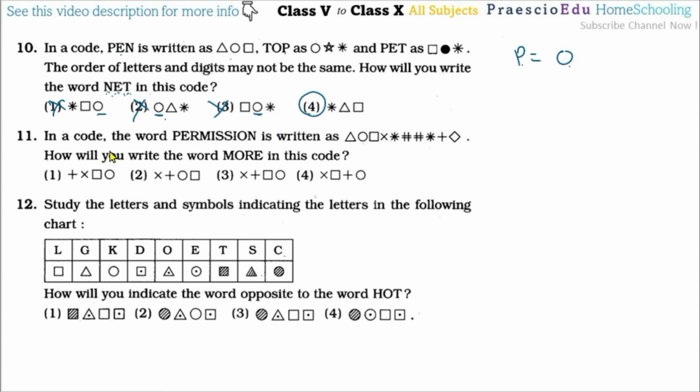Then question number 11. In a code, the word permission is written in this symbolic form. Then how will you write the word MOR? In this one, M is the 4th number: 1, 2, 3 and the 4th. That is a cross, so it starts with the cross. This is M. Then O is the second number from this one, so this is the O. So star and then addition sign, star and then addition sign, cross and the addition sign.